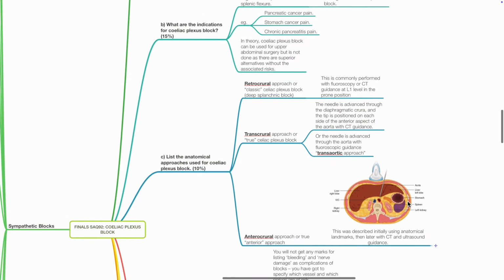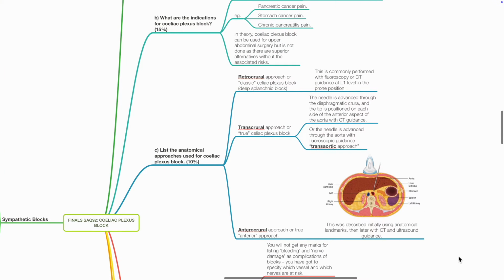C. List the anatomical approaches used for coeliac plexus block. This includes the retrocrural approach, or classic coeliac plexus block. This is commonly performed with fluoroscopy or CT guidance at the L1 level in prone position. Next is the transcrural approach.